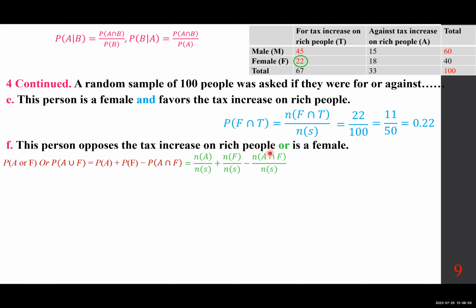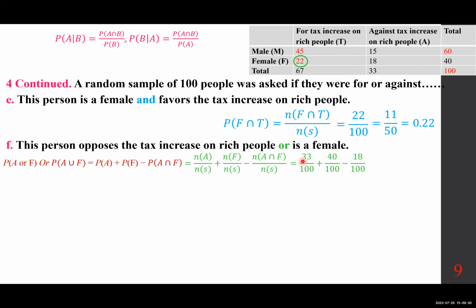Now, I want to make sure we understand why this is the formula. So this person opposes the tax increase on rich people or is a female. So against it or female. If you look at the against, we have a total of 33. If you look at the females, we have a total of 40. But number 18 is in common. 18 has been accounted for 2 times, once for the row, once for the column. That's why we take it off.